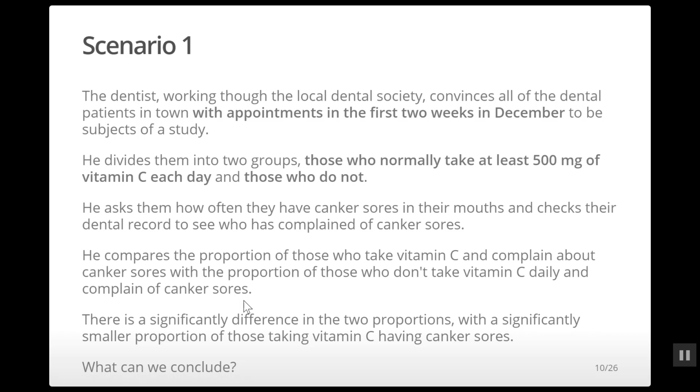All right. What is our sample? According to this, how do we get our sample of patients? Well, what did we do? Yeah, we looked at those who had appointments in the first 2 weeks of December. So what would our corresponding population be?